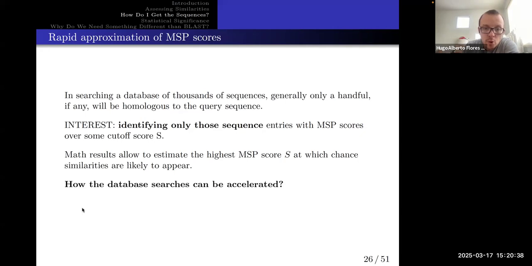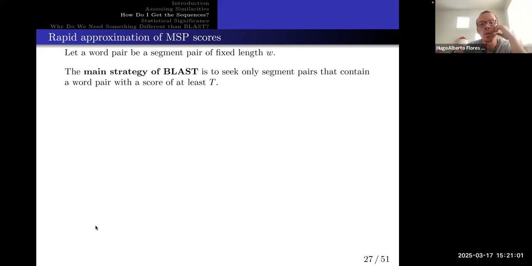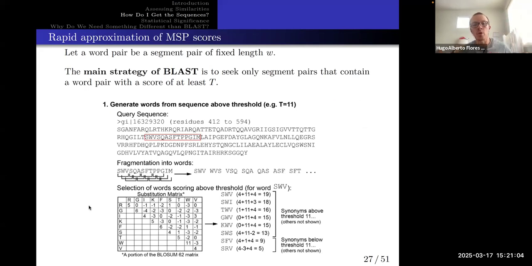And this is exactly the point of this algorithm that we continue using after 30 years, because these mathematical results are based on this maximum segment pair concept that I tried to explain previously. So the idea is how these searches can be accelerated. Again, I'm going to look very fast now based on the word that I mentioned previously. Right now I'm going to compute some scores, or at least show you some results based on the substitution matrix that we have.